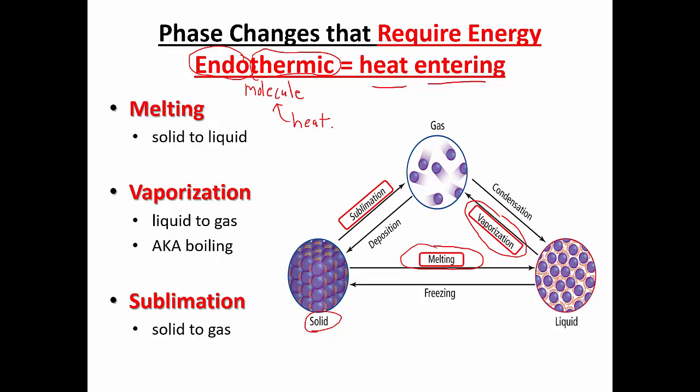Remember, heat is going to cause motion. As the particles are moving faster and faster, eventually heat can also be used to go from our solid to our gas. So that would be our third one for us to look into. Vaporization, liquid to a gas like boiling, sublimation, solid to gas, and melting, solid to liquid, are the 3 heat entering.